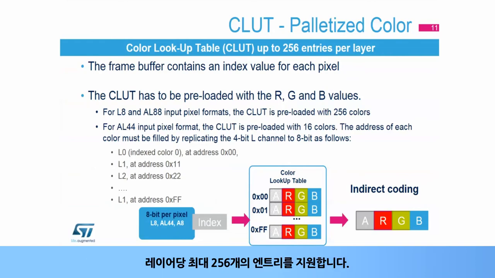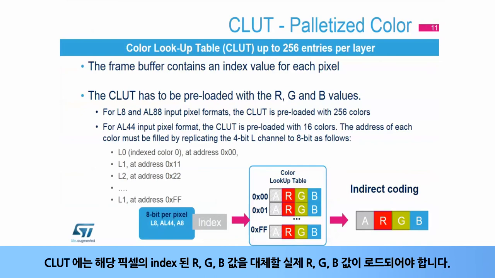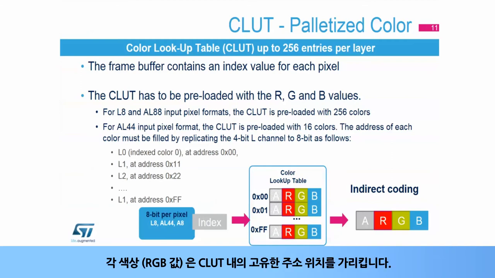It supports up to 256 entries per layer. The frame layer contains an index value for each pixel. The CLUT has to be loaded with the R, G, and B values that will replace the original RGB values of that pixel or indexed color. Each color or RGB value has its own address, which corresponds to the position within the CLUT.